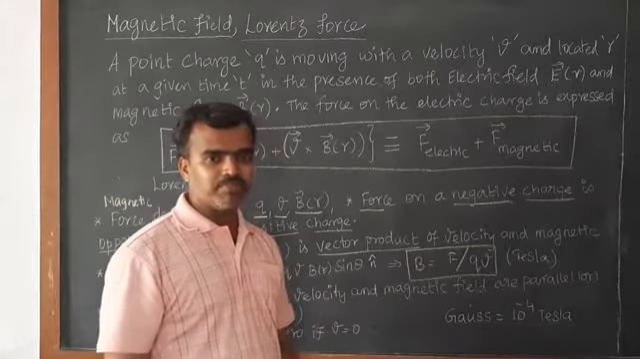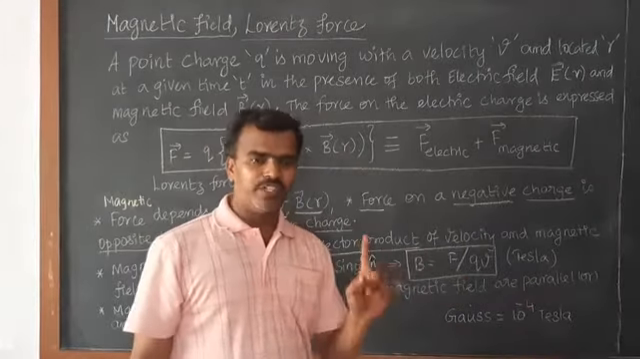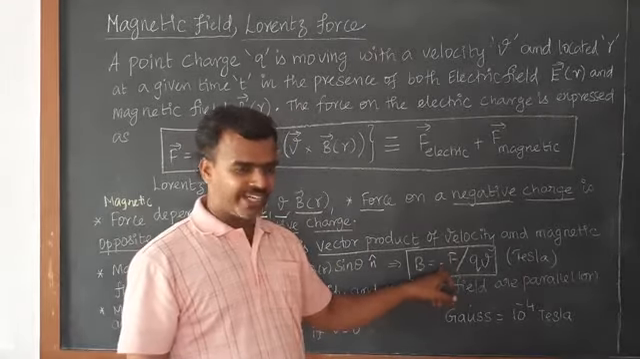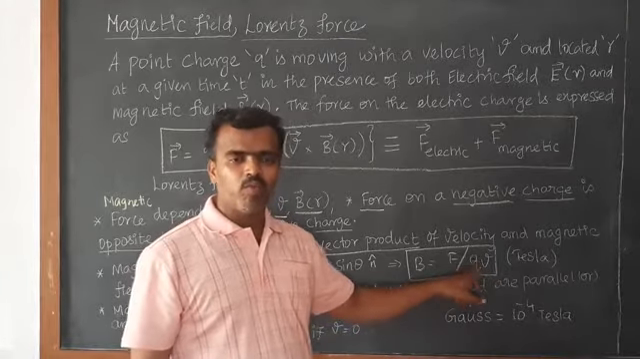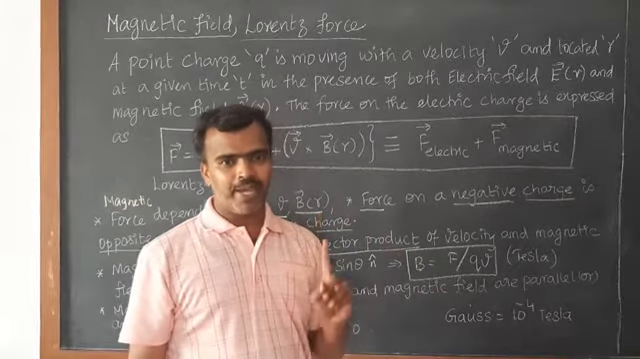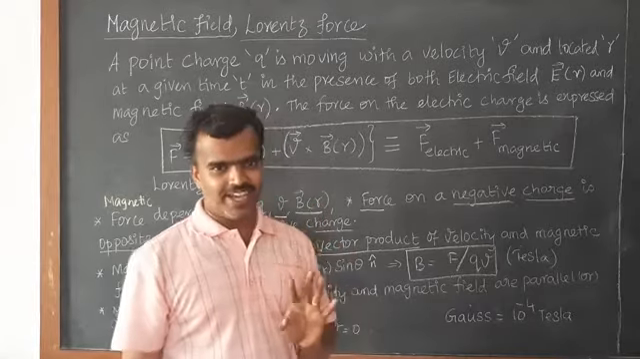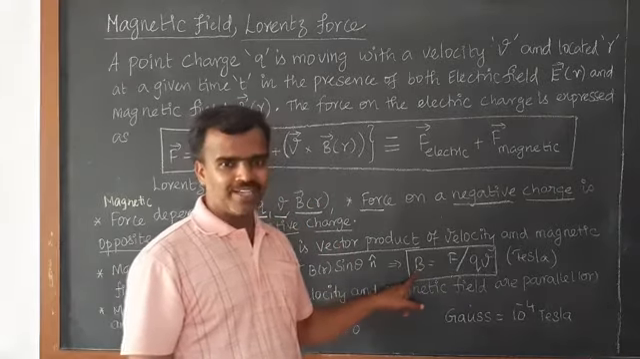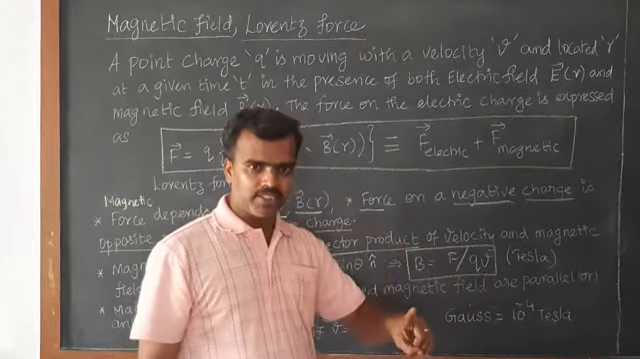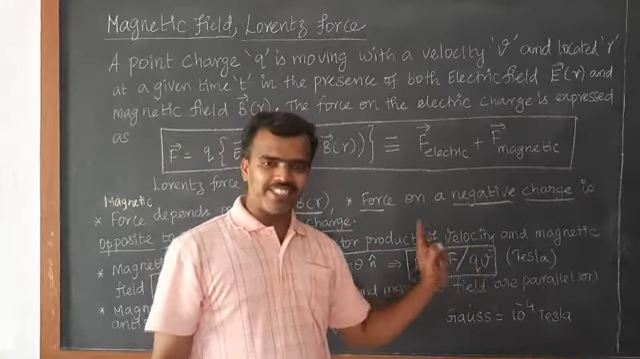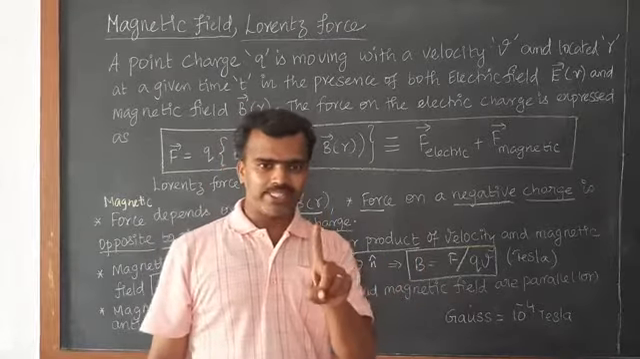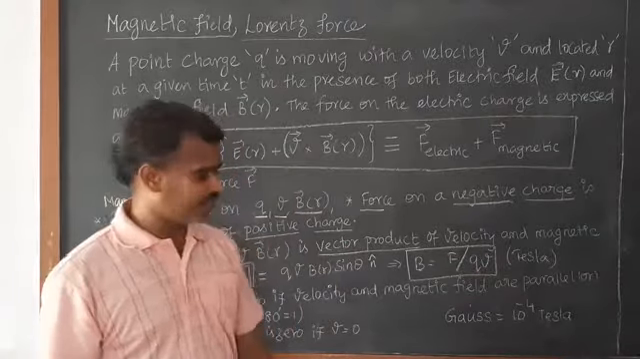So what is the SI unit of magnetic field? Tesla. How to define 1 Tesla? When 1 Newton of force is acting on 1 coulomb of charge which has a velocity of 1 meter per second, the developed magnetic field is 1 Tesla. Again I am telling you how to define 1 Tesla: 1 Newton of force is acting on 1 coulomb of charge, and that charge is moving with a velocity of 1 meter per second, then the magnetic field is 1 Tesla. So Tesla is the SI unit for magnetic field, right?